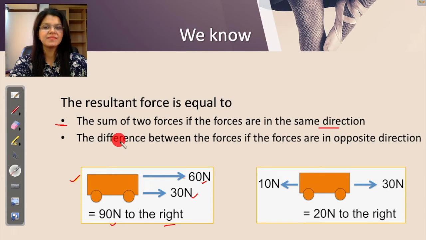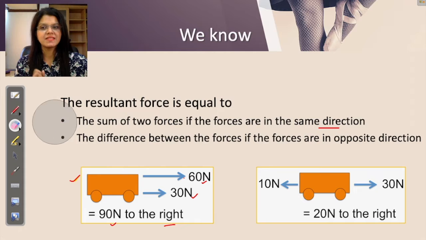Similarly, the resultant force is equal to the difference between the forces if the forces are in opposite direction. So if you have this trolley, you are applying two separate forces but in opposite direction. Please understand the forces here are in the same line. They are parallel lines, but they are in the same straight line. So when the forces are in opposite direction, you subtract them to find the resultant. So here, 30 minus 10, so 20 newtons. And what is the direction? Towards the right.